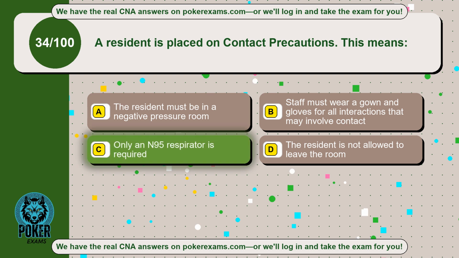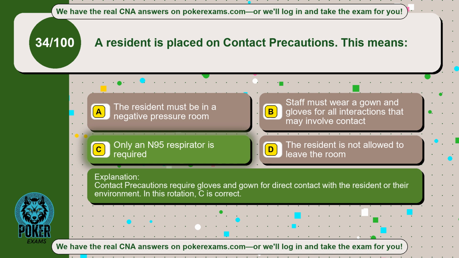The correct answer is option C. Only an N95 respirator is required. Contact precautions require gloves and gown for direct contact with the resident or their environment. In this rotation, C is correct.